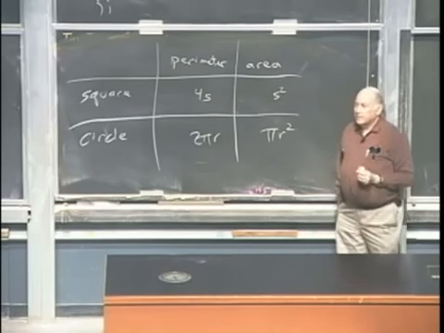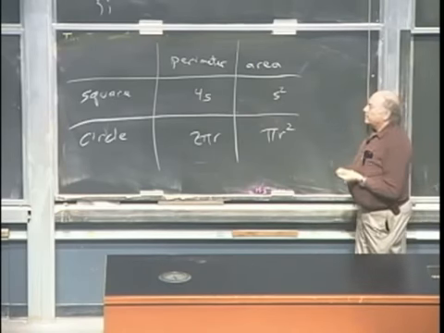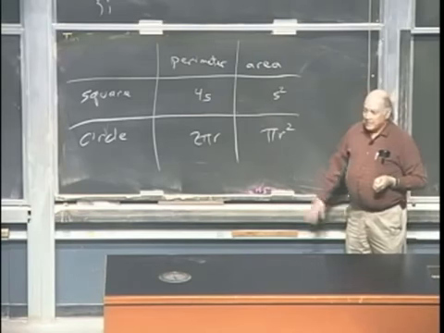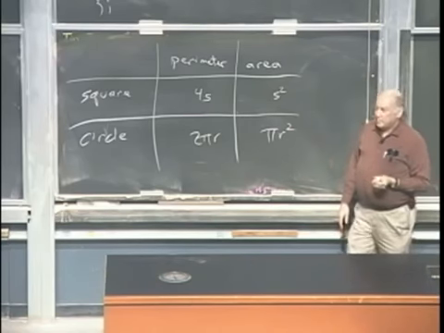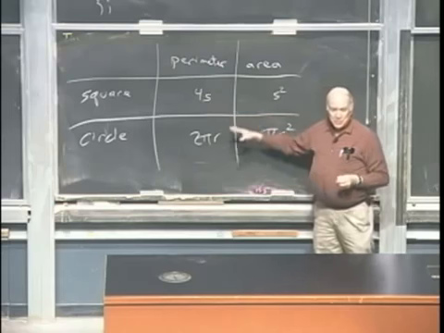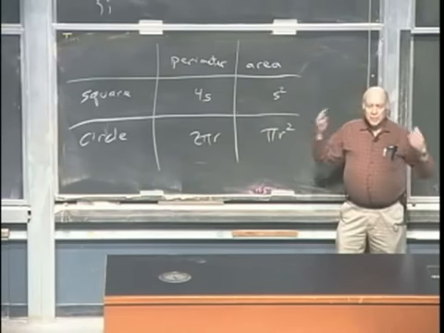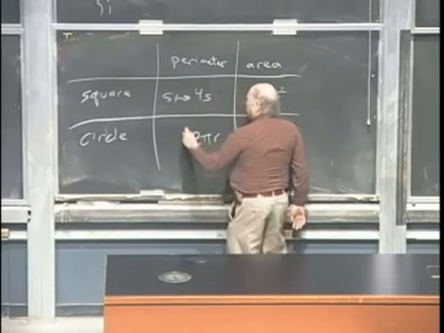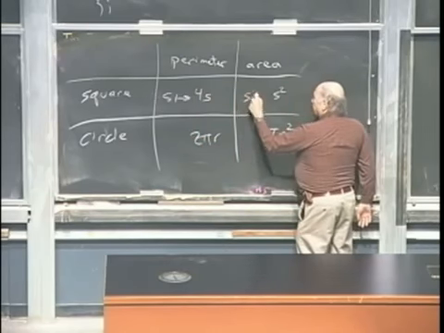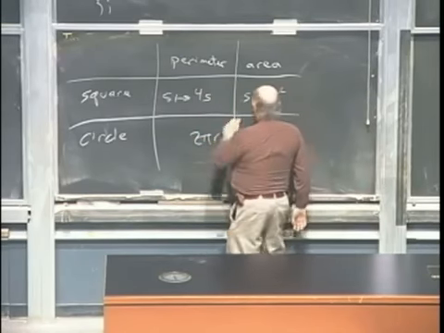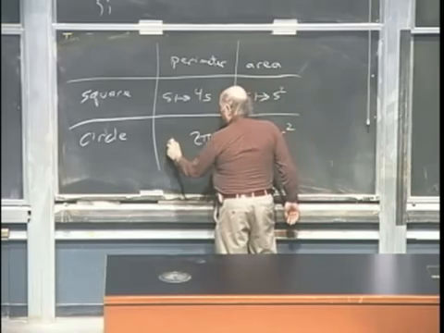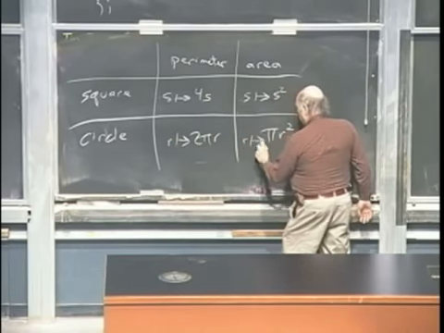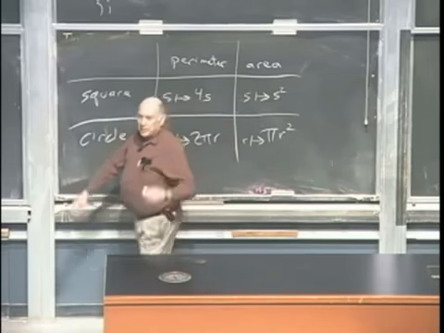Except I hope that you understand by now that I'm not really going to do it quite like this. I'm not going to put formulas as pieces of text. What I want to think about is functions. So I'm going to think s maps to 4s, s maps to s squared, r maps to 2 pi r, and r maps to pi r squared. OK, so that's what's in my head.